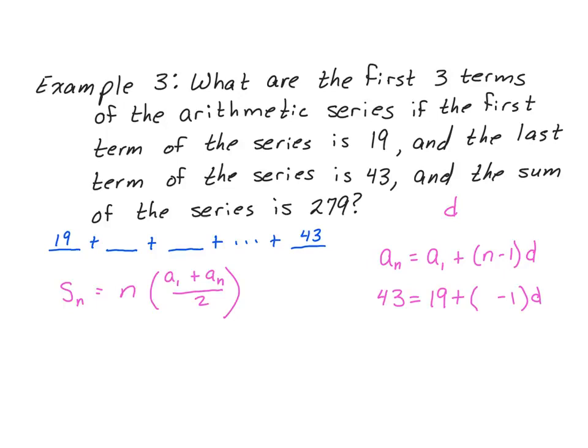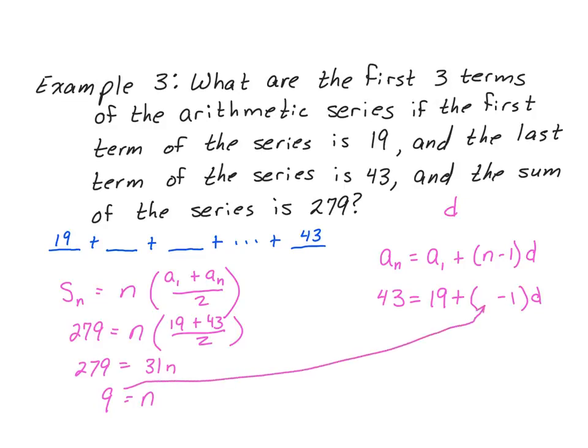All right, so we do know the sum. That sum is 279. n is what we're looking for. The first term is 19. The last term we know is 43, divided by 2. We can work this out. 19 plus 43 is 62. 62 divided by 2 is 31 times the n value there. Now if we divide by 31, that's going to give us 9.